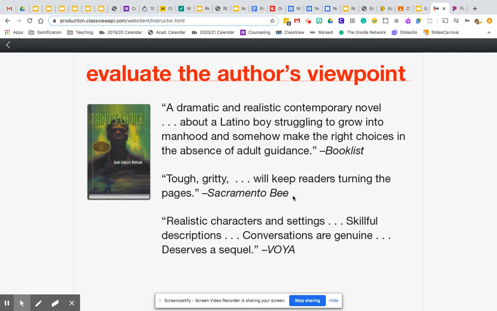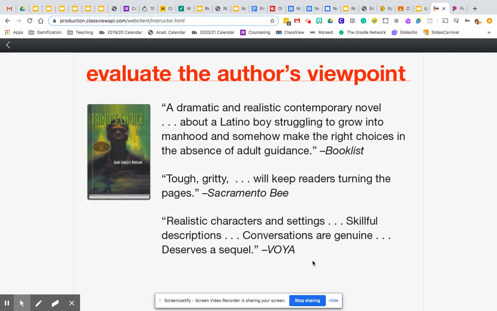Here is another one. Tough, gritty, will keep readers turning the pages. Is this a positive viewpoint or a negative viewpoint? Take a second to think about it. This phrase right here, will keep readers turning the pages. That lets me know that this person couldn't put the book down. If you can't put a book down, that usually means you like it, right? So this is another positive viewpoint.